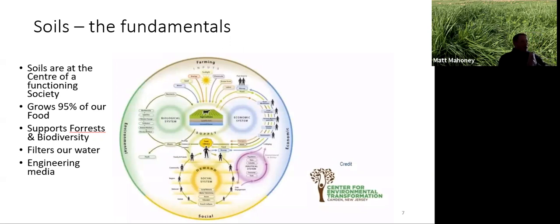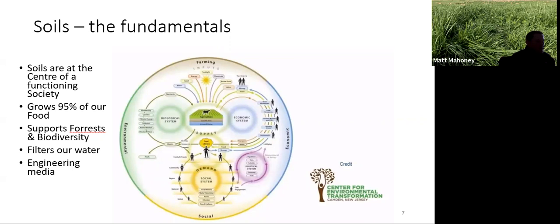So soil is right at the heart of a functioning society, producing something of the order of 95% of the world's food from agricultural soils. So very important, and don't ever tell anyone that's a soil scientist that soils aren't important, unless you want a vigorous discussion to follow. But the soil is, and I think as we all know, we have an appreciation for it.